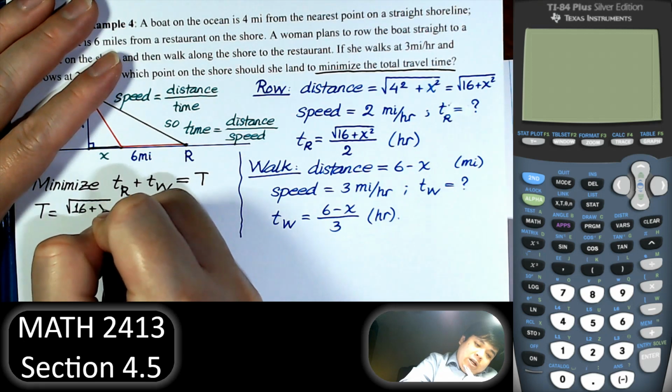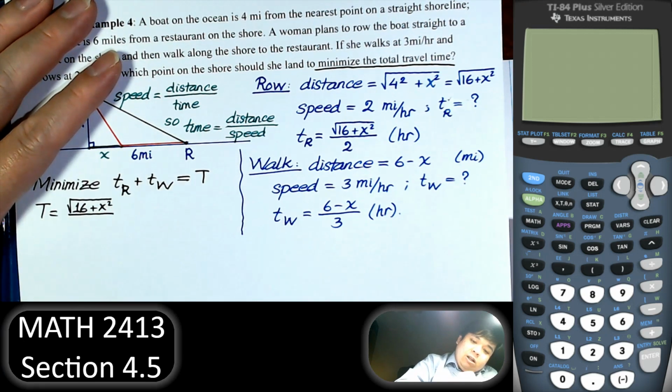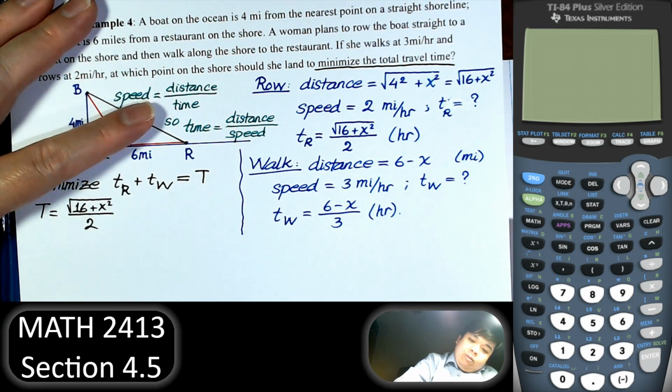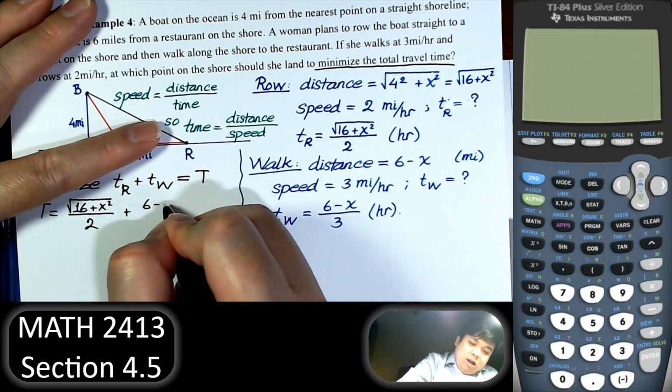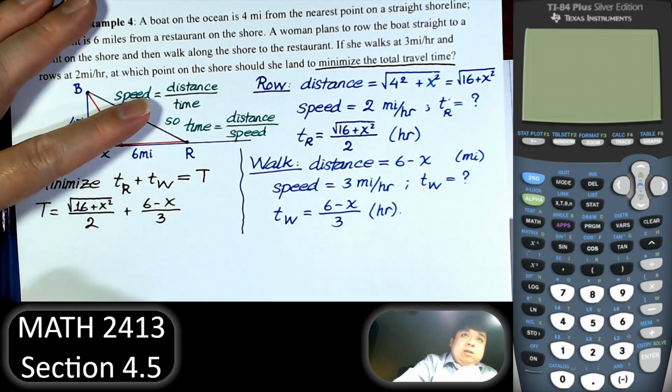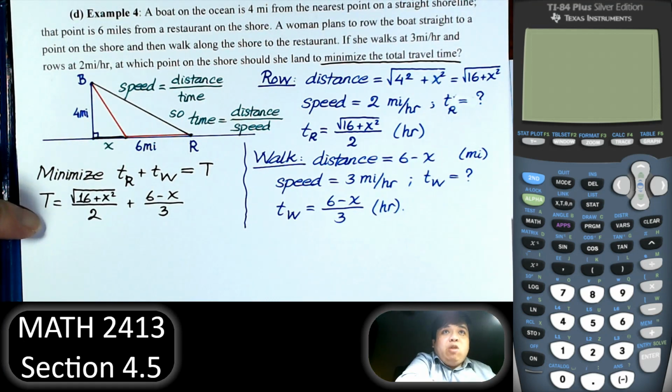So of course T is equal to, we just add these two together: the square root of 16 plus x squared, over 2, plus 6 minus x over 3. Of course, we will minimize this function and then limit on x.